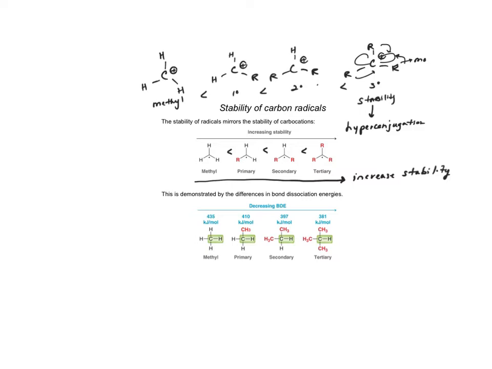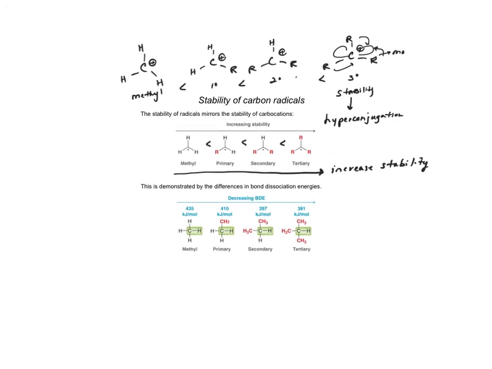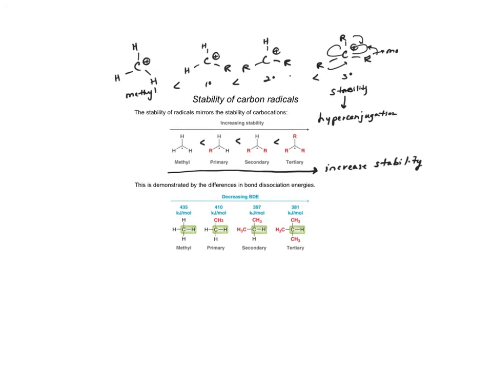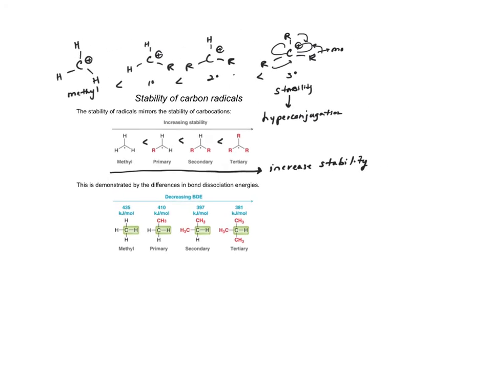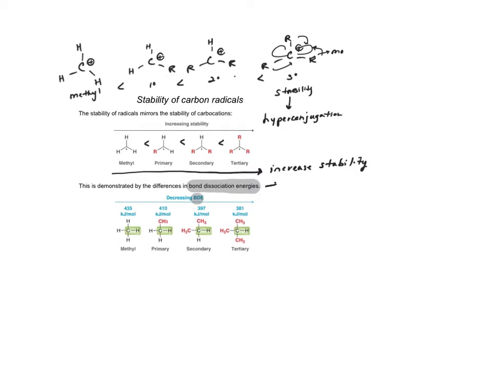One way that we measure the stability of these carbon radicals is by measuring something called bond dissociation energies. Bond dissociation energy is very frequently abbreviated BDE. This is defined as the energy required to break a bond homolytically.